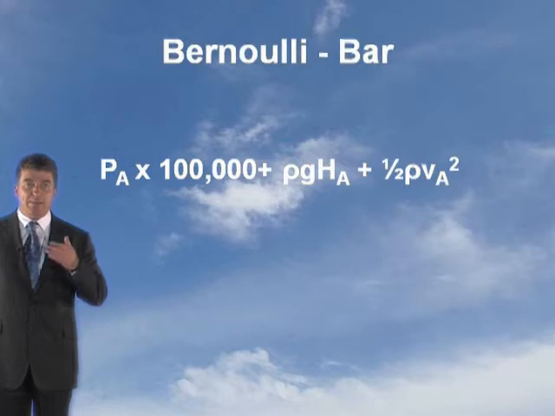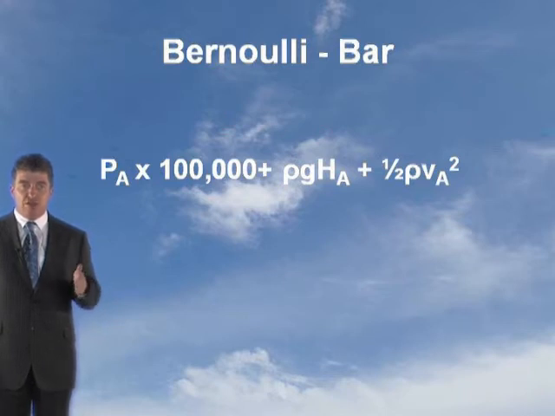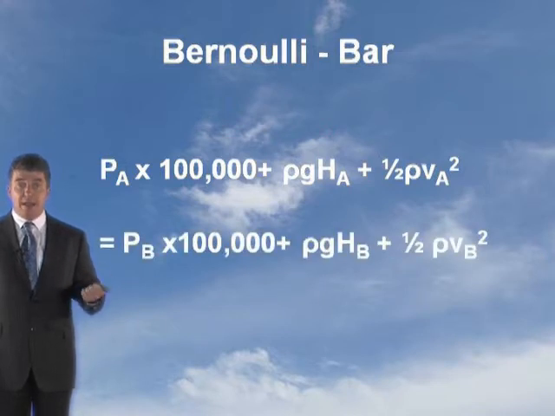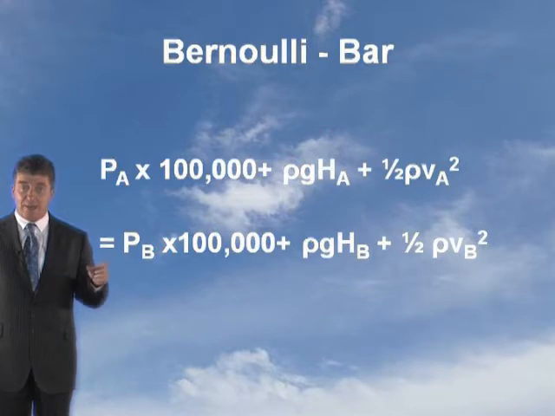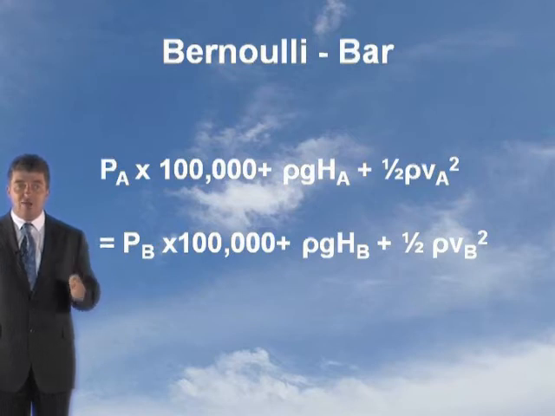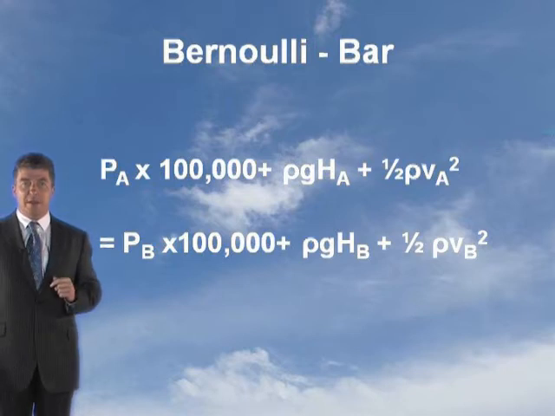If the equation is in bar, you use the following formula. PA times 100,000 plus rho GHA plus half rho VA squared equals PB times 100,000 plus rho GHB plus half rho VB squared. Don't forget to multiply the pascals by 100,000. The only difference is the pressure energy. In this case, it's PB times 100,000, not just PB.